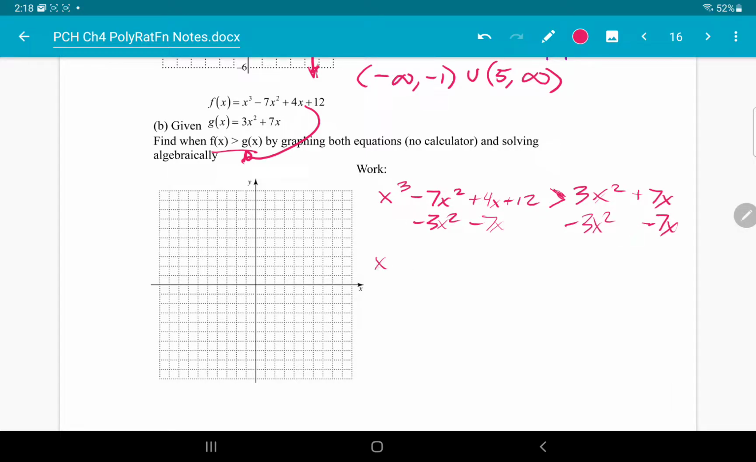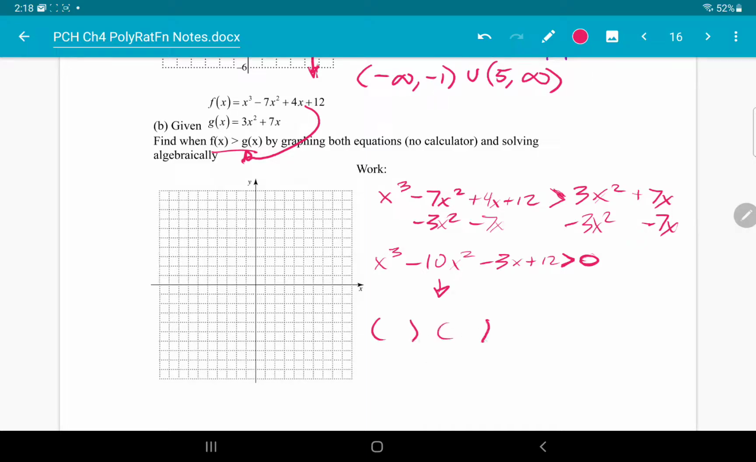Let's see what we get. We get x cubed minus 10x squared minus 3x plus 12 greater than 0. And so the idea here is you're solving this almost like a regular equation. The idea is you need to look for those factors.